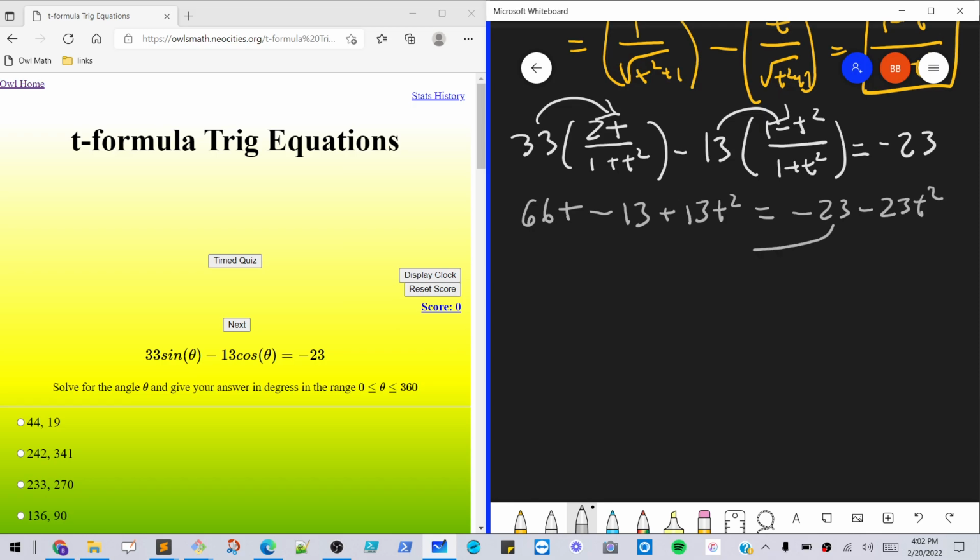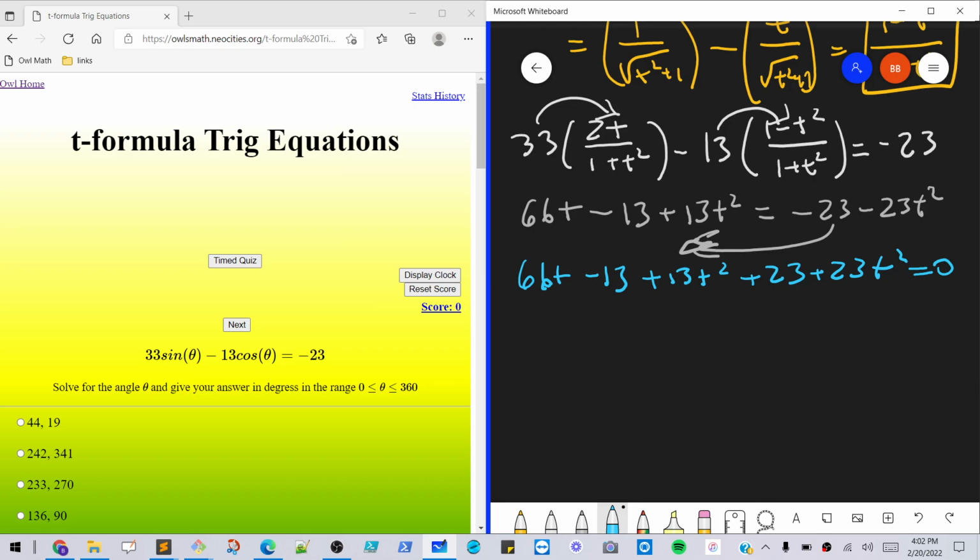And then all I want to do is bring this stuff over to the left. And just write that all out. So we'll have 66t minus 13 plus 13t squared plus 23 plus 23t squared equals 0.